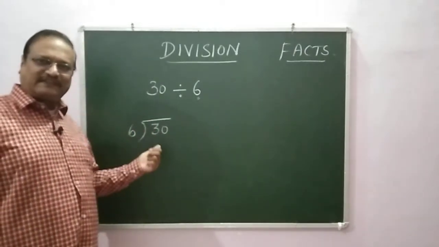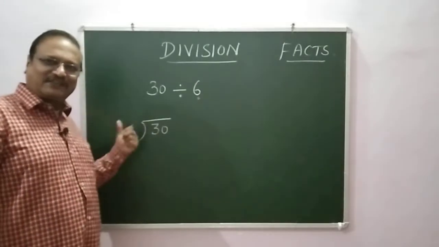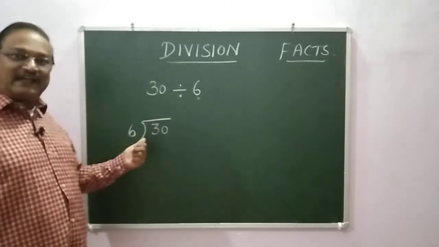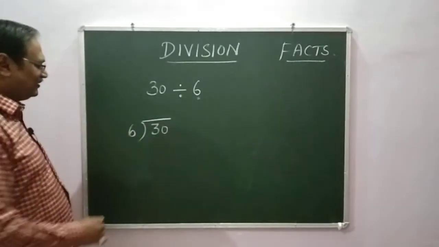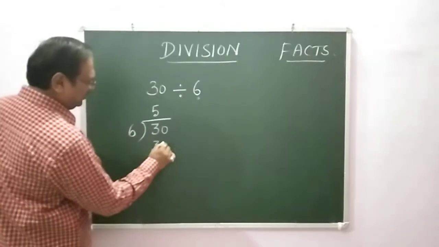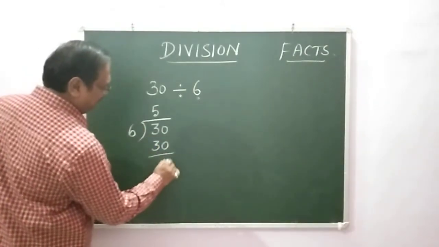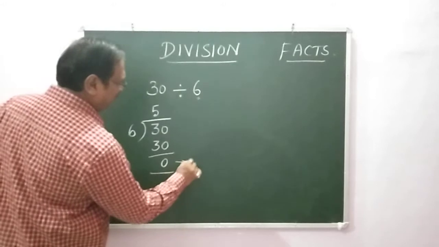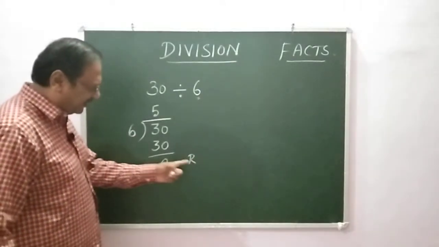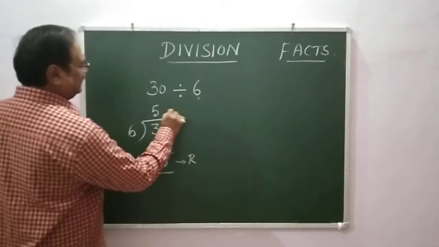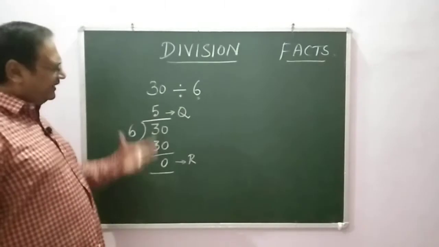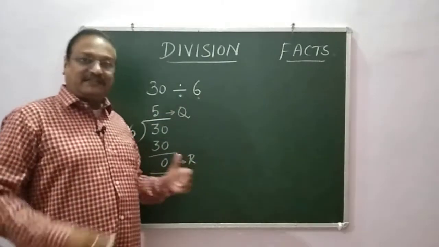Now I tell the sixth multiplication table. 6 ones are 6, 6 twos are 12, 6 threes are 18, 6 fours are 24, 6 fives are 30. So 5 times 6 is 30 and the remainder is 0. I do not have anything left, and that is 0. So the remainder is 0 and this is called the quotient.